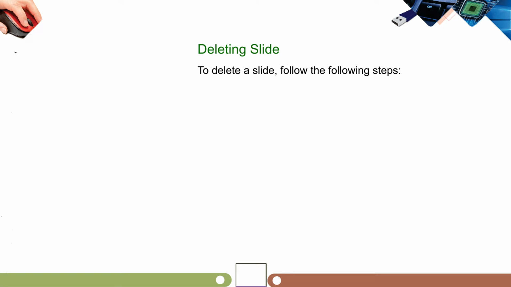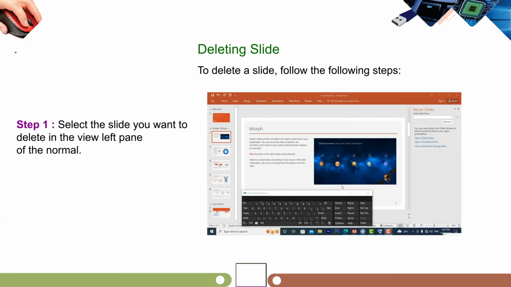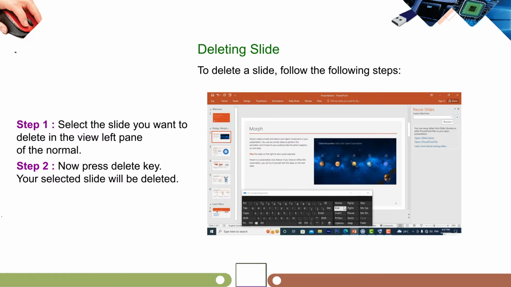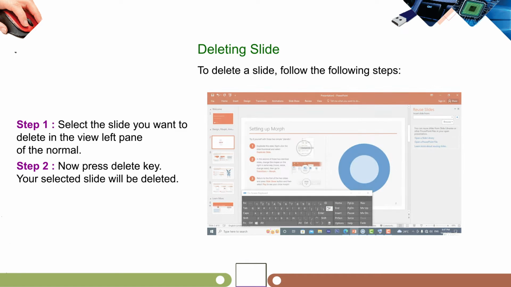To delete a slide, follow the following steps. Step 1 is select the slide you want to delete in the left pane of the normal view. Now, next step is press delete key. Your selected slide will be deleted.